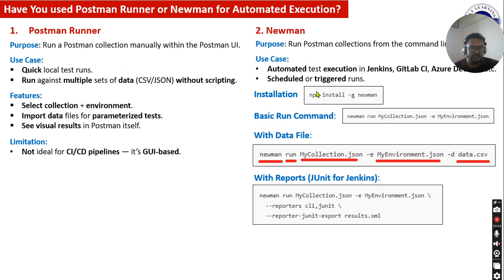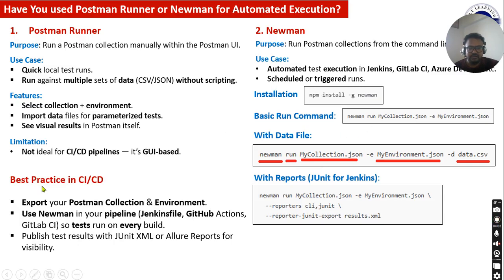Okay, and these are the steps: installation, then the basic run command: newman run my-collection.json -e my-environment.json. Okay, so remember this syntax, guys. Maybe they ask you the basic command of Newman, so you should know these two commands. Okay, this might not be asked, but they may ask you.